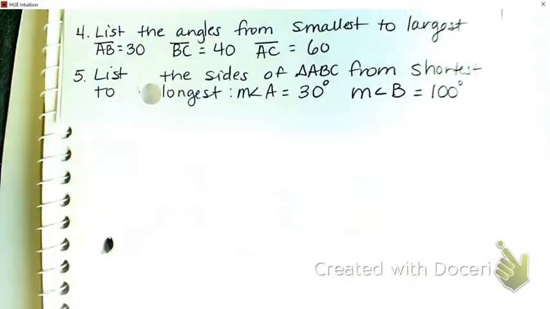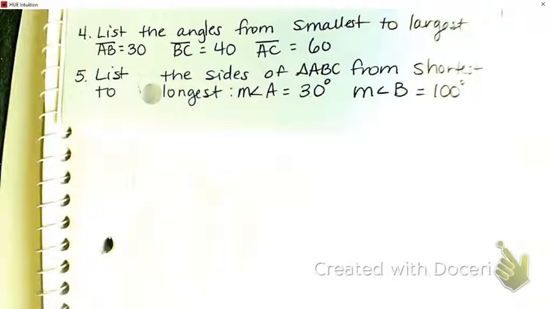And if you need to write them out to the side, then that's okay because I know there's not a lot of room. So number 4 says list the angles from smallest to largest. And it says AB is this, and BC is this, and AC is this. I don't even see a triangle. So it's going to be hard to do.